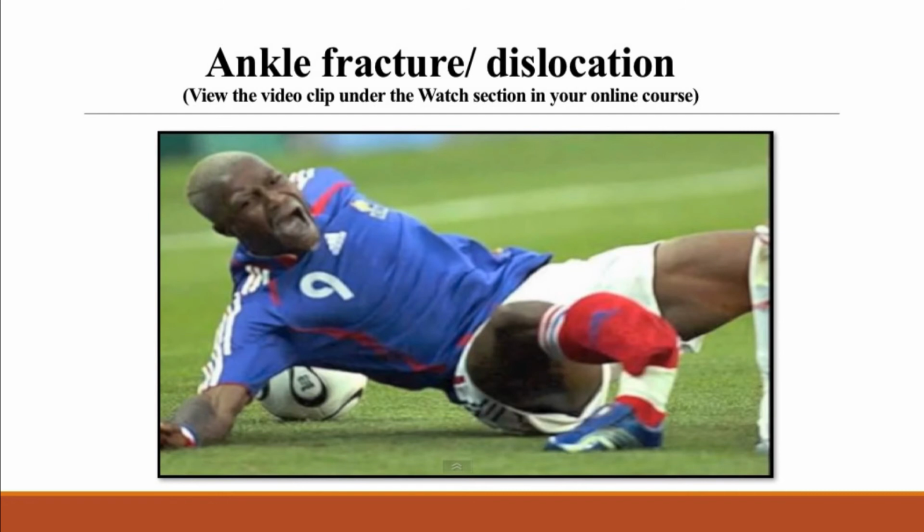Sorry, a bit graphic. However, this picture and the link to the video demonstrate an ankle fracture and dislocation. The mechanism of injury is similar to the ankle sprain. However, additional force creates a yielding or break point, literally, in the ankle and lower leg, resulting in a fracture or dislocation. In the video clip, notice how the doctor applies downward traction to reduce the dislocation. The athlete will feel much better after this technique.